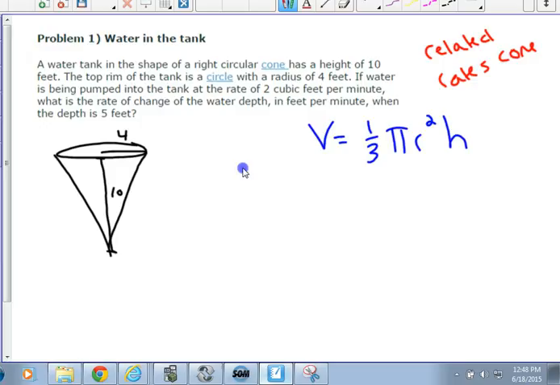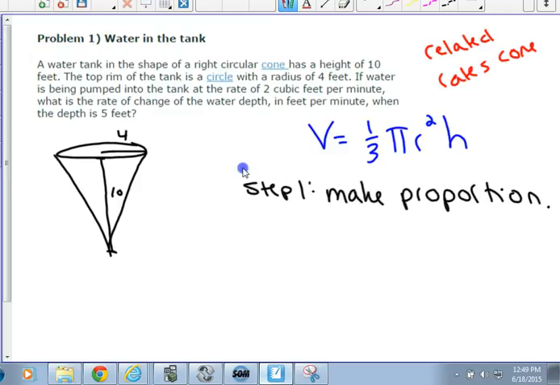When you're dealing with a cone, you need to create a proportion. This should be your first step. So step 1 is to make a proportion. With the proportion, you want to take the radius and the height of the cone. So the radius of the cone over the height of the cone.